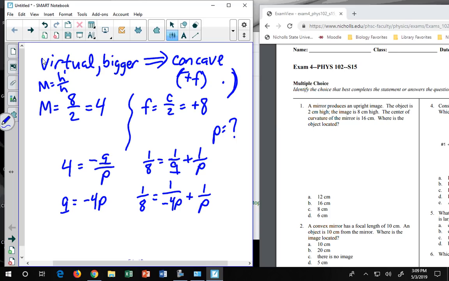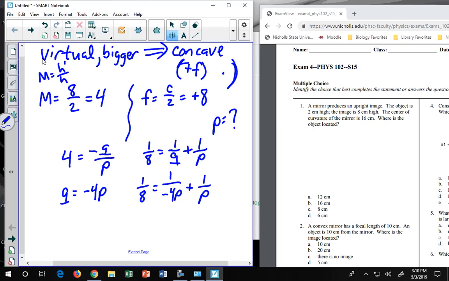And then this is the other part: you want to know how to solve this. Find a common denominator, and then you solve for p. So I have 1 over 8 is equal to, what's the common denominator for 4p and p? It's not p, it's 4p. So I'd have 4p in the bottom, negative 1 plus 4. Is that right? Yeah, that's right. So that's negative 1 over 4p and 4 over 4p, which is 1 over p.